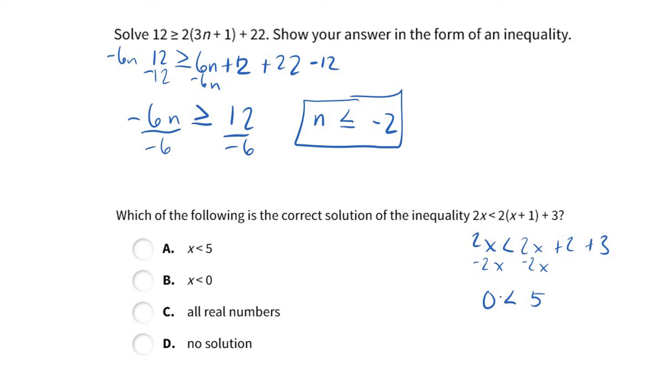And I don't have any x's left, so that means that for every value of x you could think of, anything you could plug in for x, this is going to work. And so all real numbers is going to be my solution here. Now, if my x's disappeared and I got something that was not true, there would be no solution.